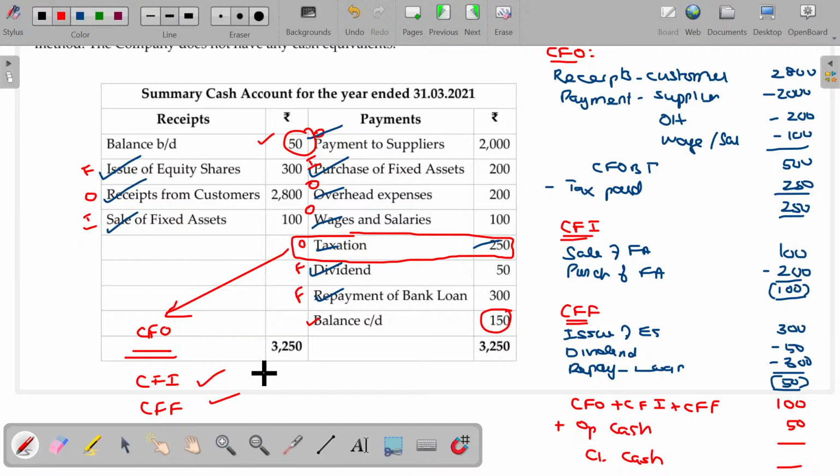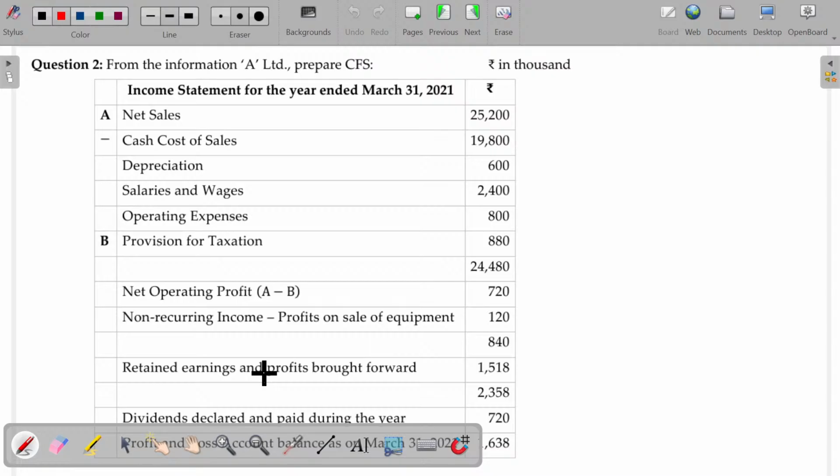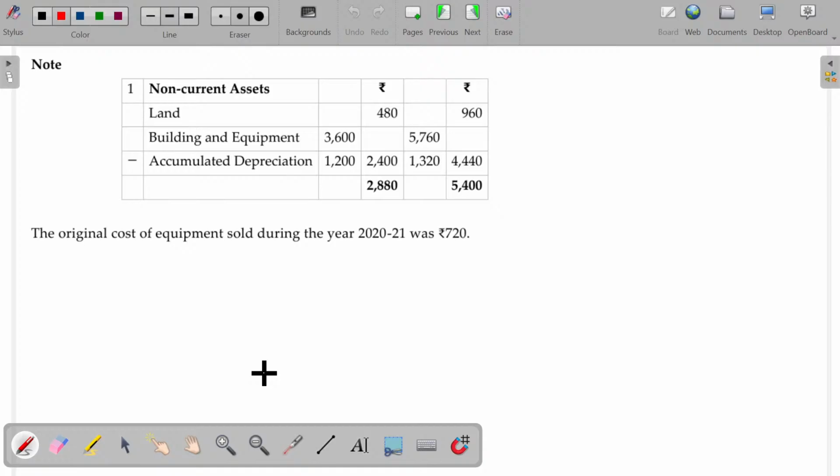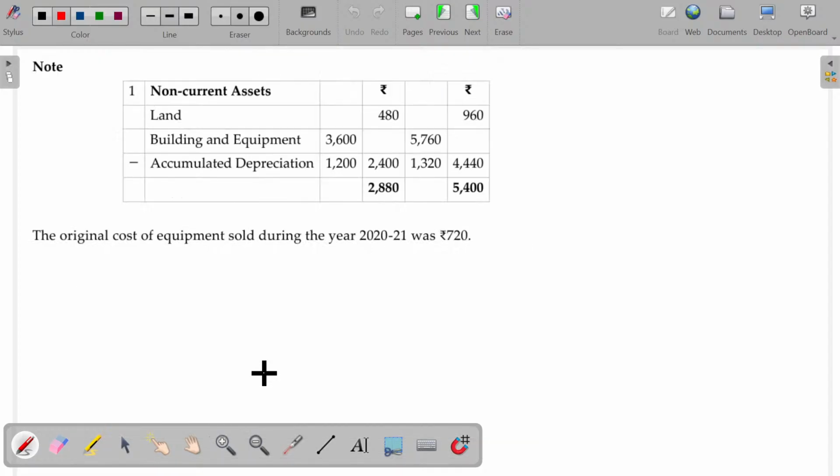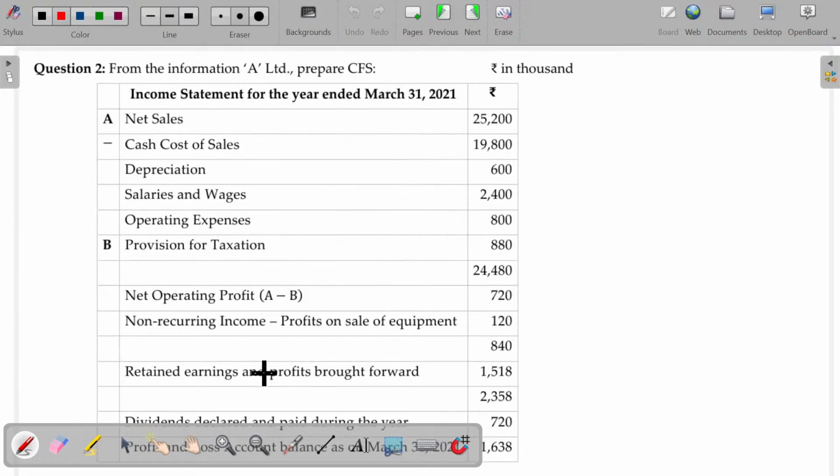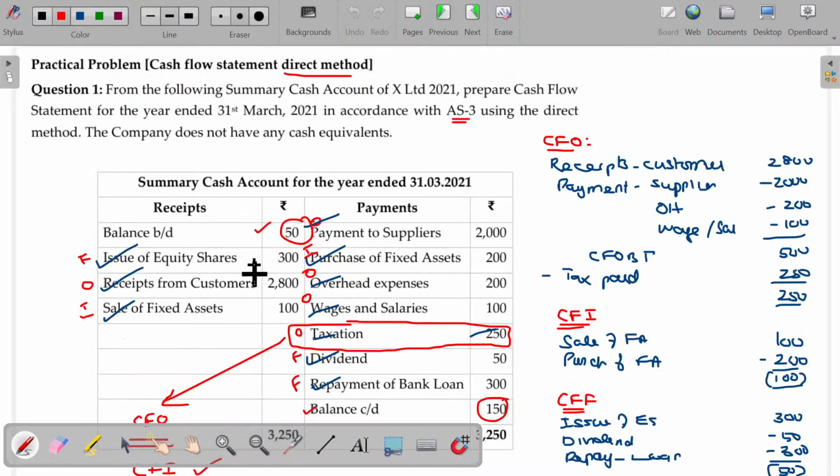Now, the most important thing is indirect method. So, under indirect method, how can we solve? Whenever any income statement is given, here income statement and balance sheet are given. Question number 2, a comprehensive illustration. It's your duty to prepare the cash flow statement the indirect way. When the income statement is given, usually you don't take that. Only the required adjustment items will be taken from here.